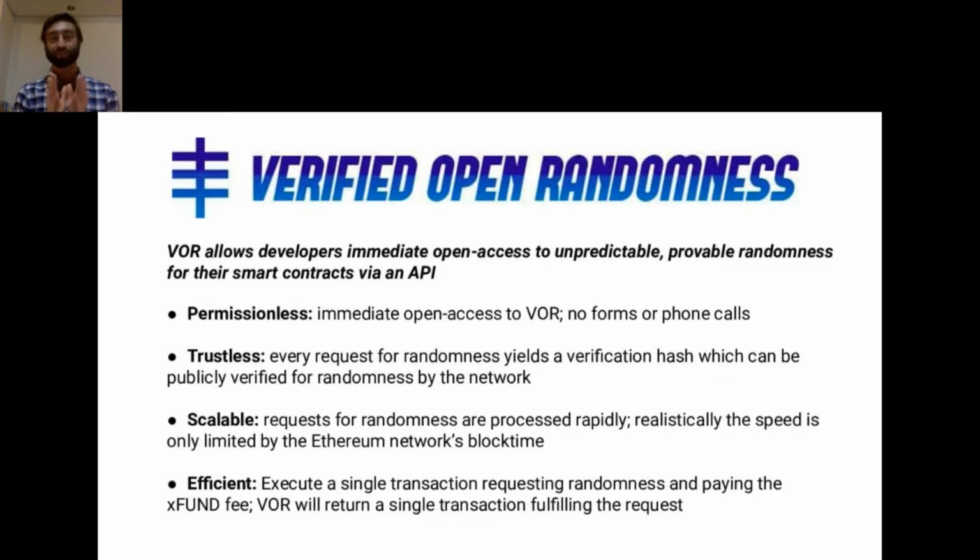Now, this is the only slide with lots of text, so bear with me for just a moment here, because this is as succinct as you can make it. VOR allows developers open access to unpredictable, provable randomness for their smart contracts. And it's available via an API. That's where we say that it's immediately available. This is an important point. There's no need for a biz dev call. There's no need to email us or message us and say, please, can we use your verified open randomness? No. In the true spirit of openness, decentralization, it's wide open for anyone who wants to connect to the public API.